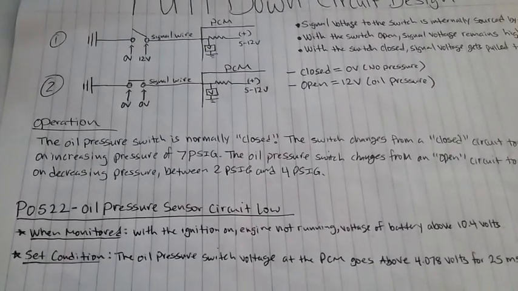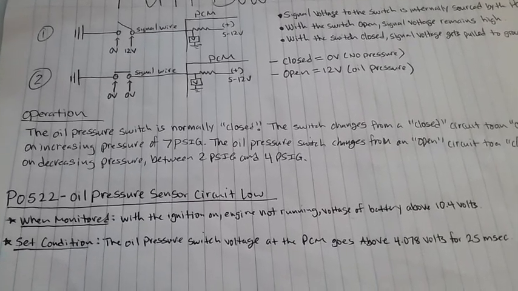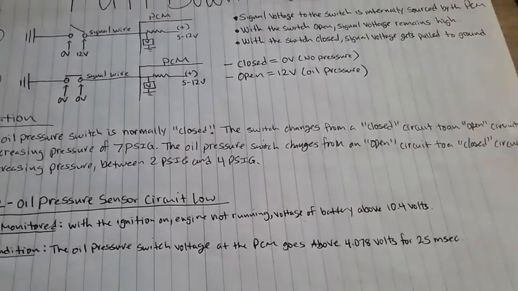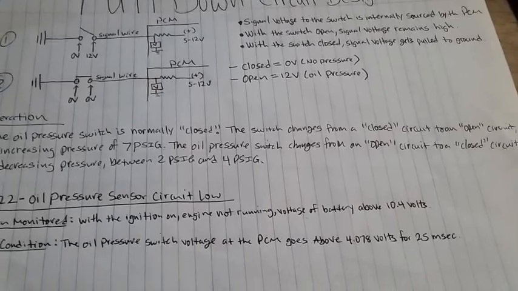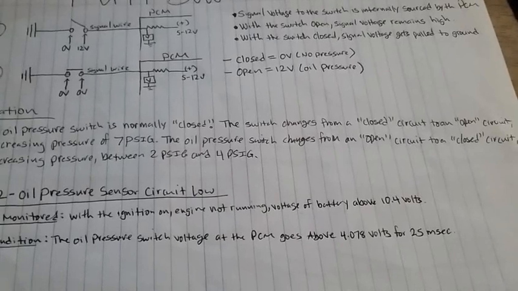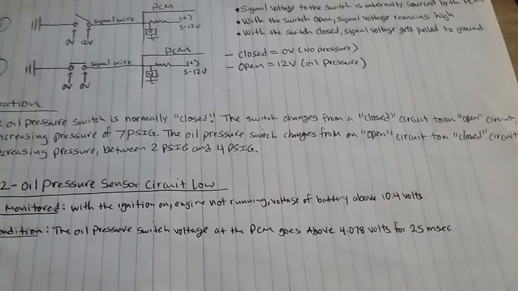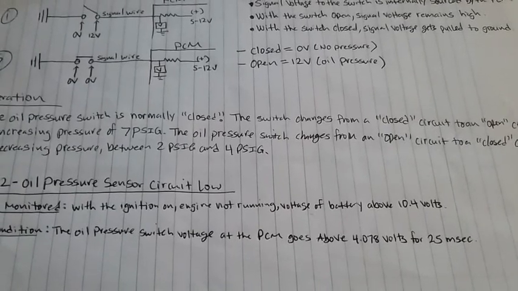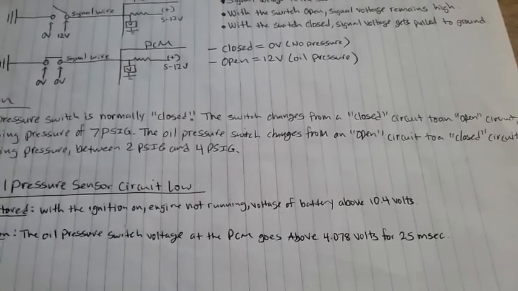On a P0522, oil pressure sensor circuit low, the conditions when it gets monitored are with the ignition on, engine not running, and battery voltage above 10.4 volts. Set condition: the oil pressure switch voltage at the PCM goes above 4 plus volts for about 25 milliseconds. So pretty much anytime the ignition is on with the engine off, the computer goes through a little test mode for about 25 milliseconds.